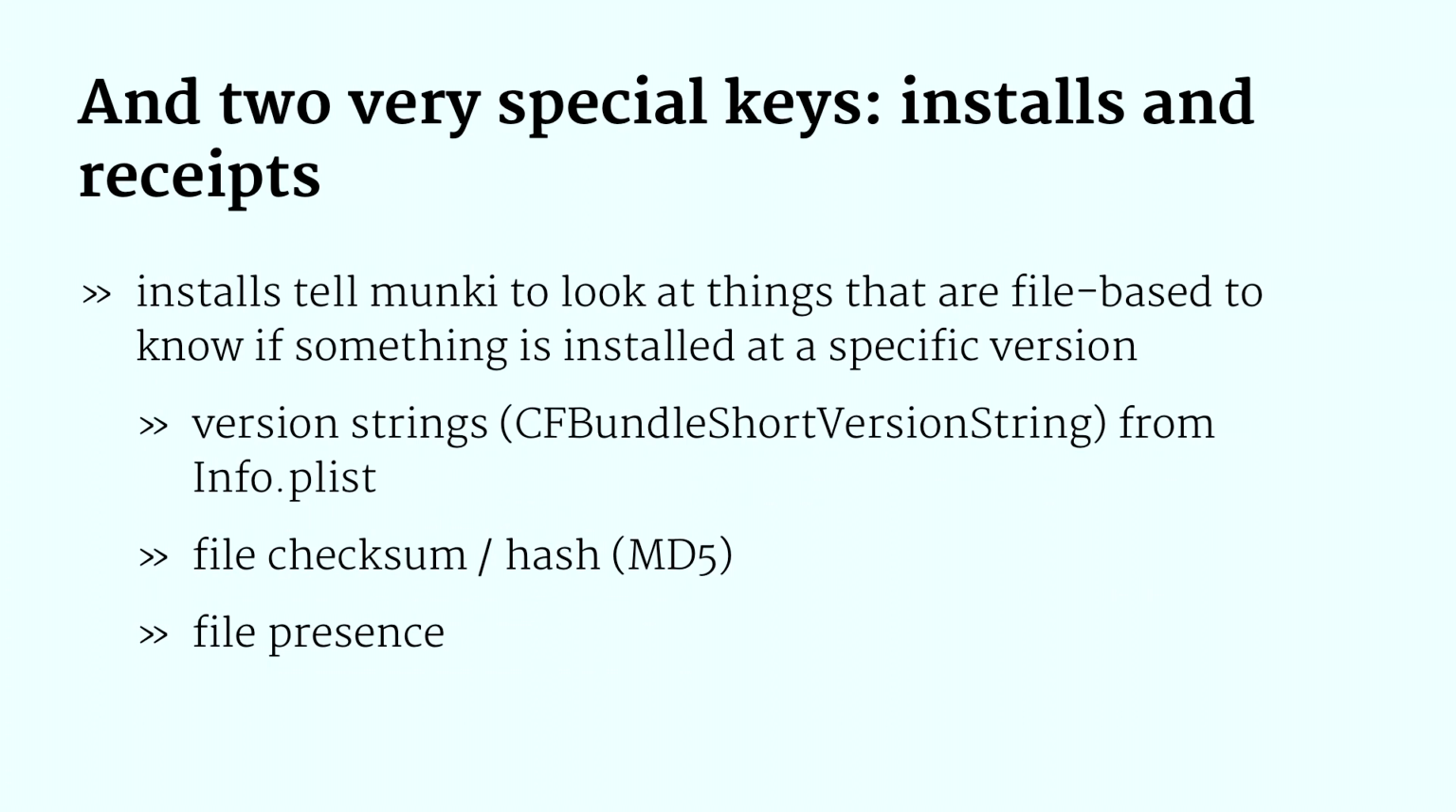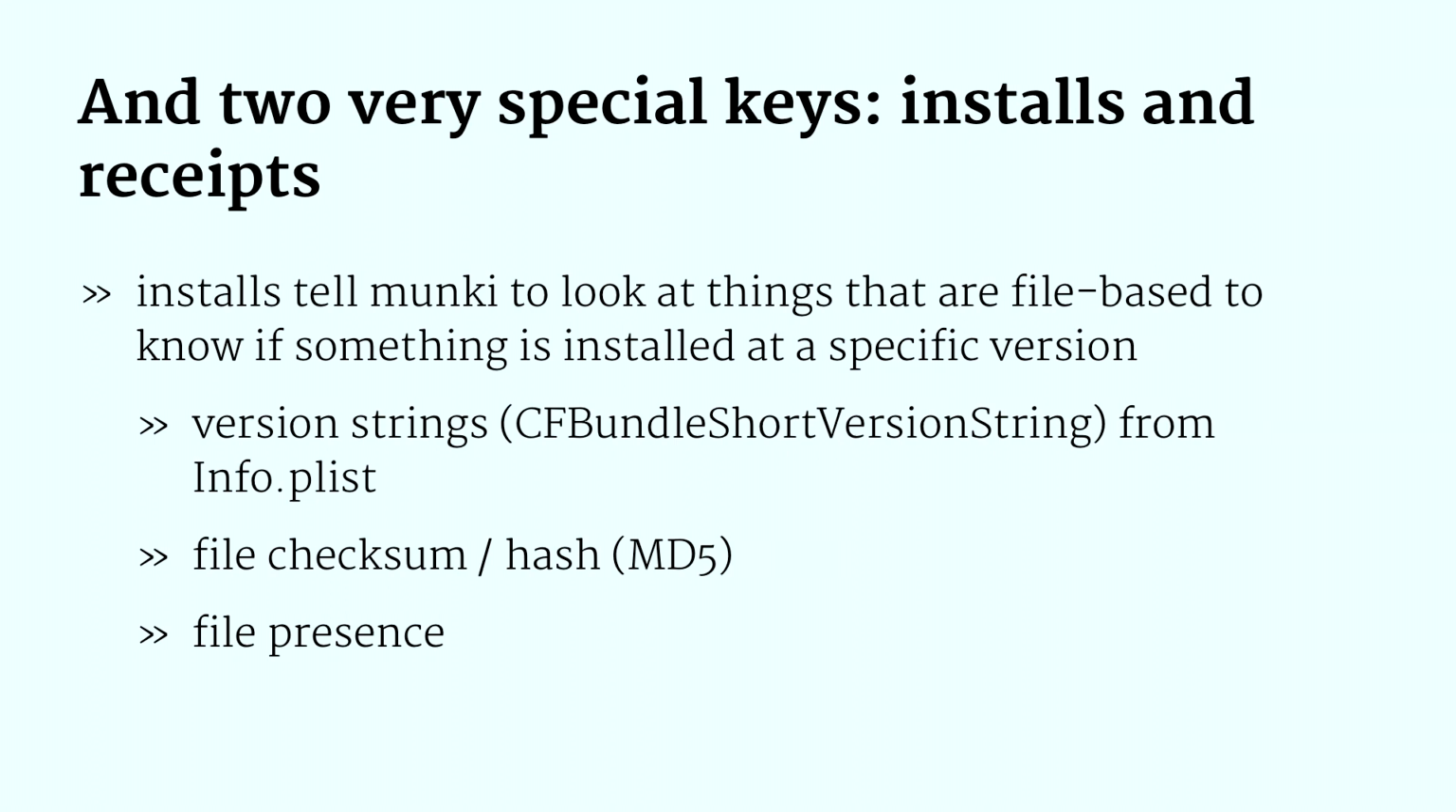Receipts is one way to do it, but it doesn't really work if what you're installing isn't a package. If it's like a drag and drop application from a disk image or something like that, there's no receipt because there's no package. So installs array is the way that you can define it for that. And this tells Munki to look at a specific file or bundle-based thing. And there's a couple different ways to do it.